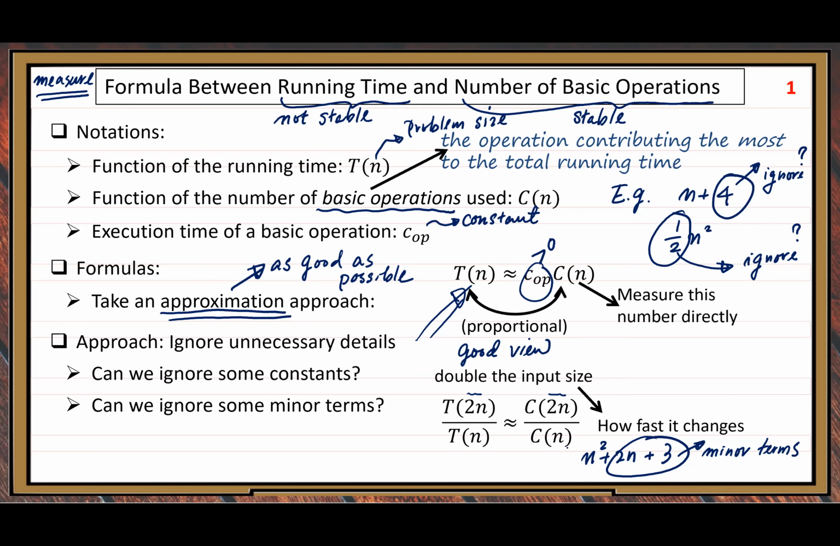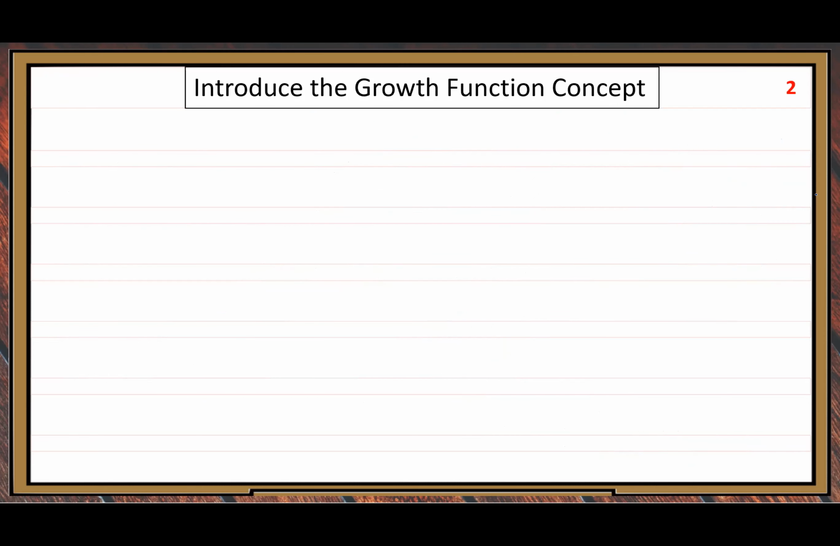That gives us a good reason to ignore this kind of constant, because when we take the ratio, it's gone. That tells us we have a good reason to ignore this kind of constant. Later I will explain more, but we do have good reason to ignore it.